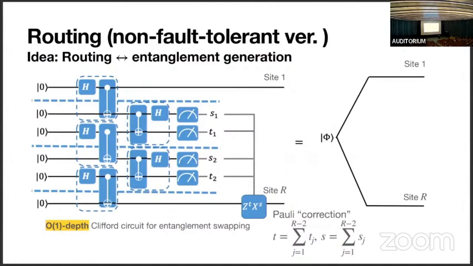And let me talk about more details about routings. For routing, let's first consider the non-fault-tolerant version. Then you can simply think about entanglement swapping. Here you start with all zero state, and for each neighborhood in this 1D chain, you apply entangling gates and you take Bell measurement, which can also be written as entangling gates and single qubit measurement. Then you take the parity function on the measurement output, and according to the parity, you apply some Pauli correction, so you can end up with the desired Bell basis.